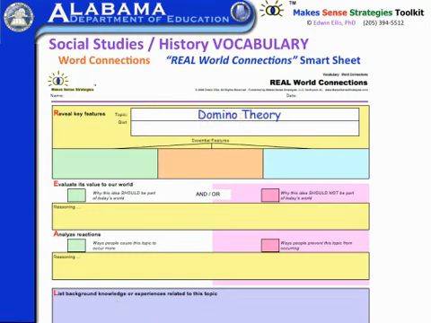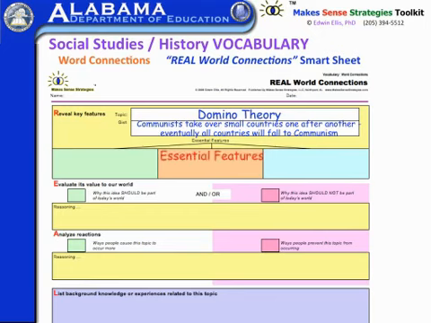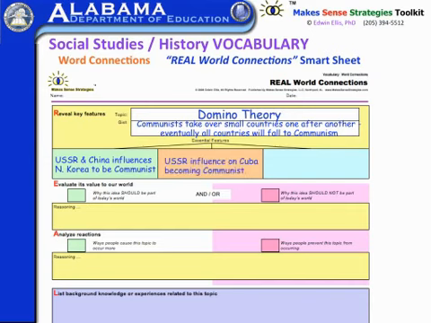We'll start with a topic like the domino theory, and then we're going to look at, well, what's the gist or the big idea of the domino theory? Communists taking over small countries one after another, and eventually they all fall to communism. Next, we're going to identify the essential features of the domino theory. For example, the USSR and China influenced North Korea to be communist, and then they influenced Cuba to become communist, and then they're aiding North Vietnam and trying to take over South Vietnam, etc. So that's some of the key features associated with the domino theory.